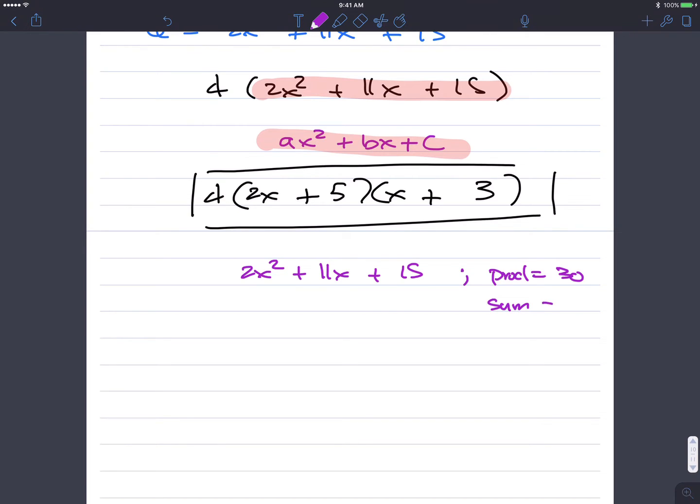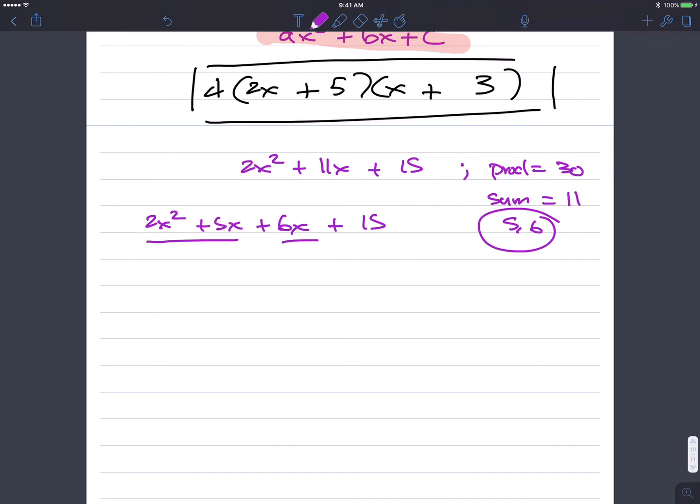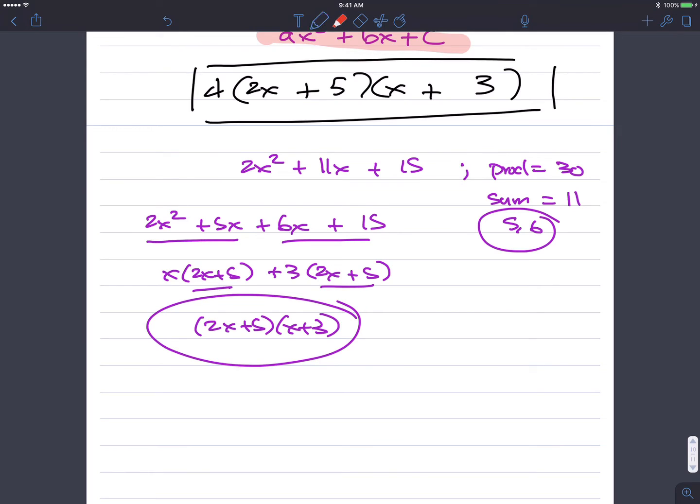Go home and do that homework again. The sum is 11. And you found the numbers to be 5 and 6. This is not my answer. Remember that first step? And you said, okay, let's rewrite. 5x, 6x, 15. Now you factor by grouping. So the greatest common factor here is x, 2x plus 5, and then 6 and 15. Isn't that 3? And then our quotient's 2x plus 5, common. 2x plus 5 times x plus 3.